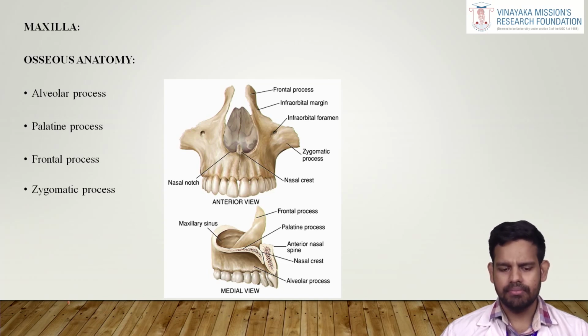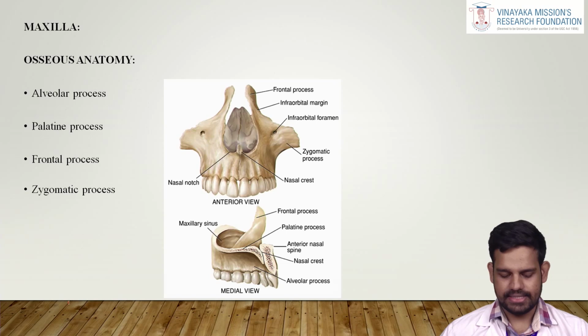Maxilla is an osseous bone which is a paired bone. It has left and right maxilla and it has four processes. The four processes are alveolar process, palatine process, frontal process and zygomatic process. These are paired processes and we must know these anatomic processes in order to inject the local anesthesia to get the area anesthetized.